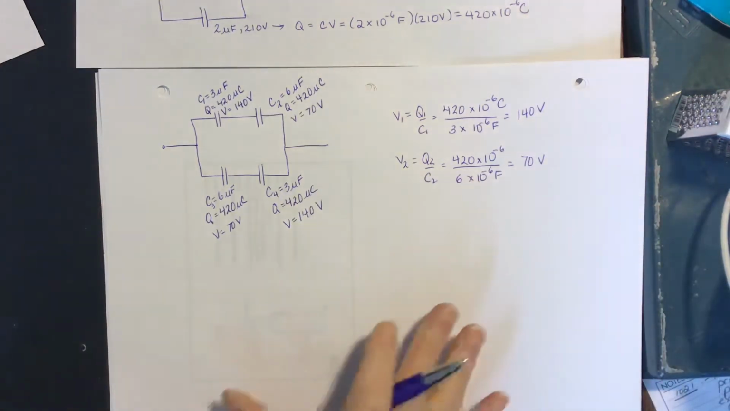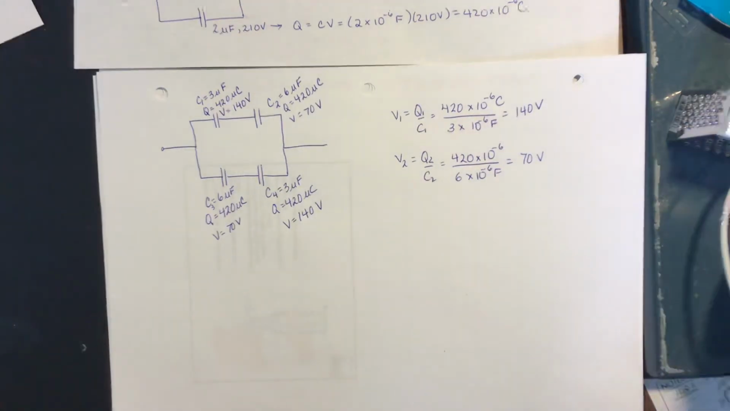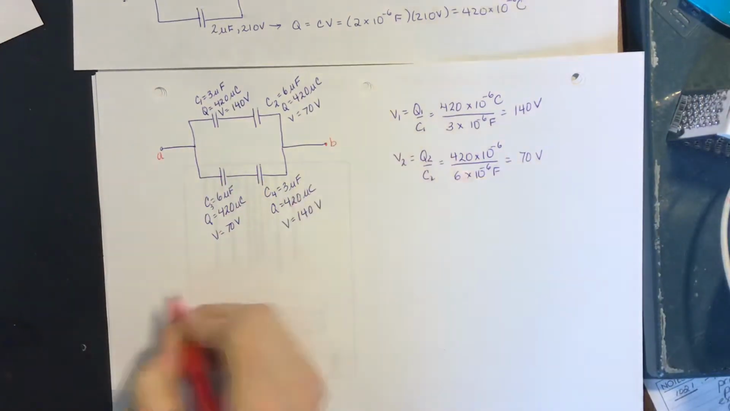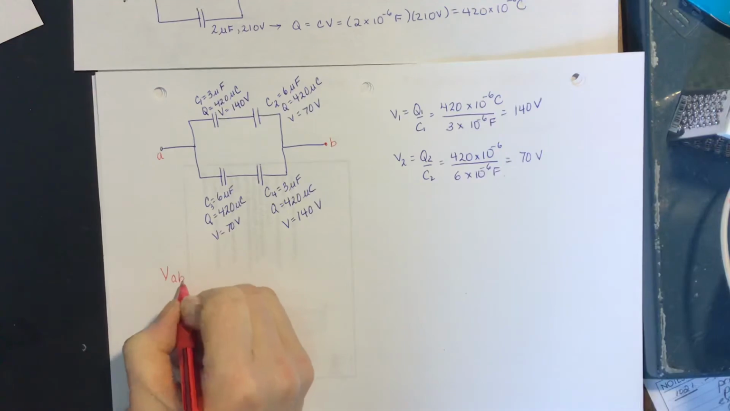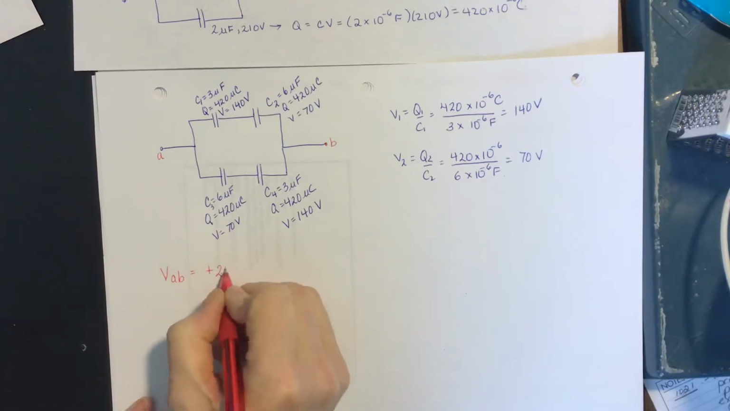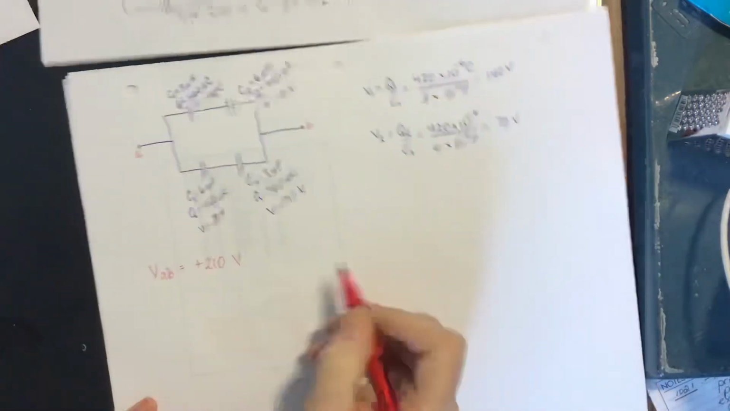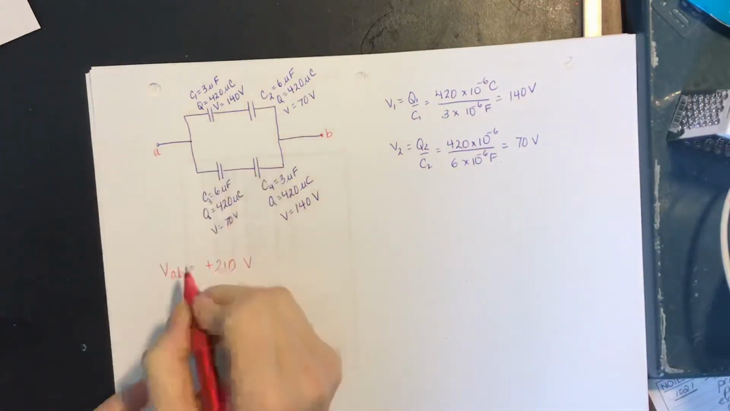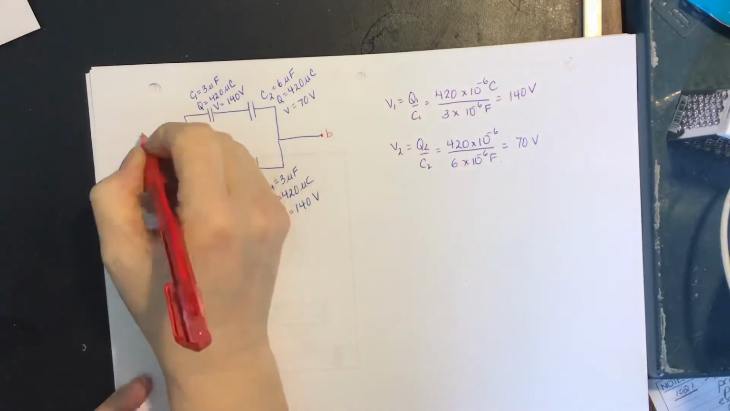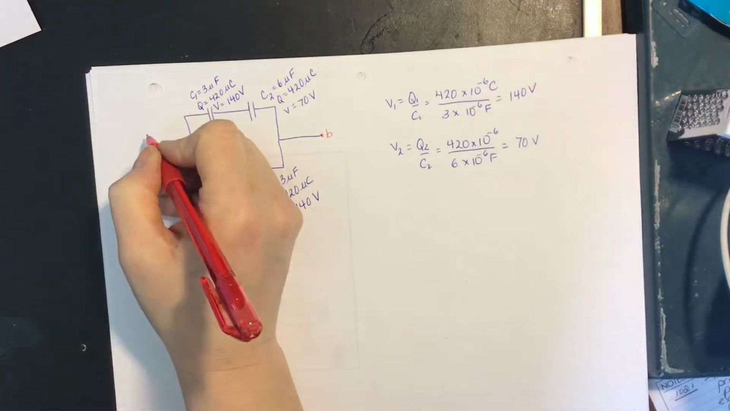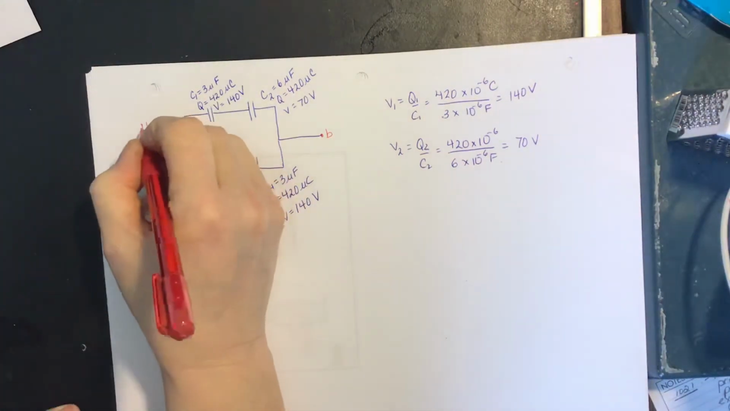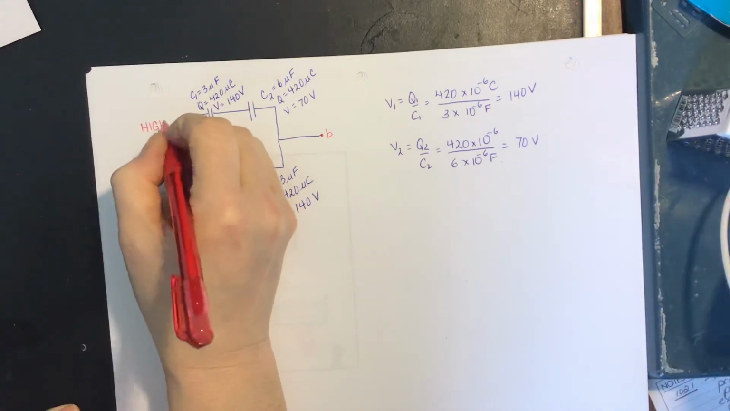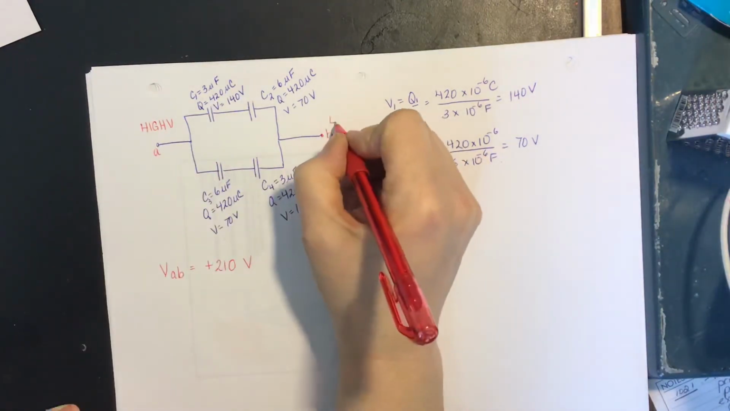Okay, and now let's label in some other things in this picture. This is point A. This is point B. The potential between A and B is plus 210 volts. The plus is kind of important. It means that the potential at point A is higher than the potential at point B. So right here at point A, this is a high potential. And at point B, this is a low potential.